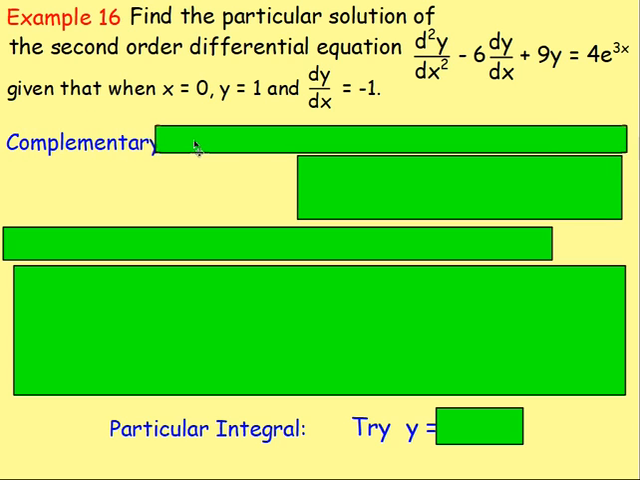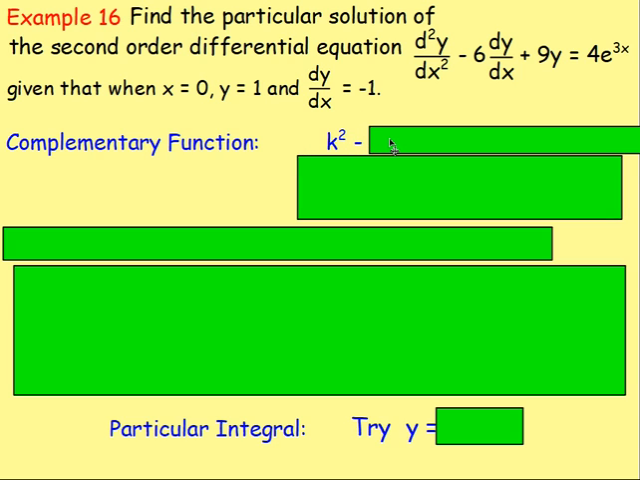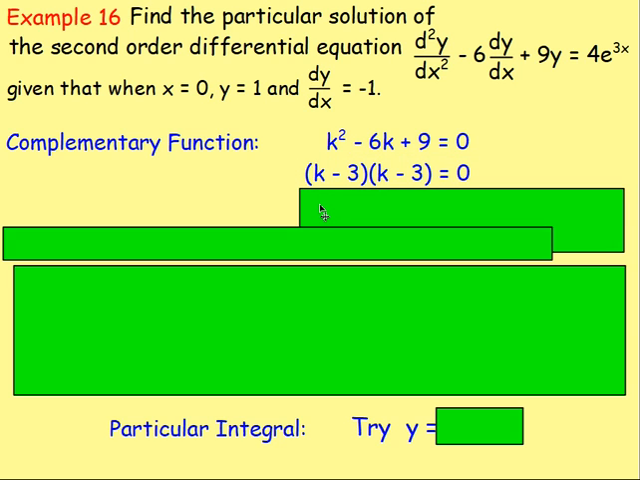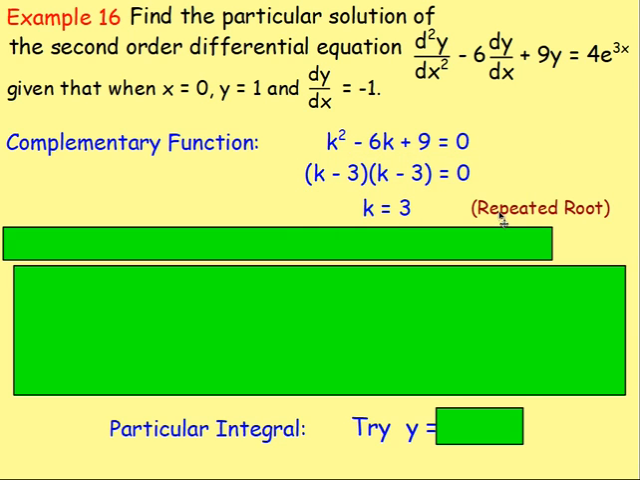So the first thing that we do to get the particular solution, we have to go through and get the general solution first of all, and we do that by coming up with the complementary function. So think of the auxiliary equation, take the coefficients of d2y by dx squared, dy by dx and y, and we would have 1k squared minus 6k plus 9 equals 0. We would solve that by factorizing. That will give us, brilliant, k take away 3, k take away 3, which means k equals 3.